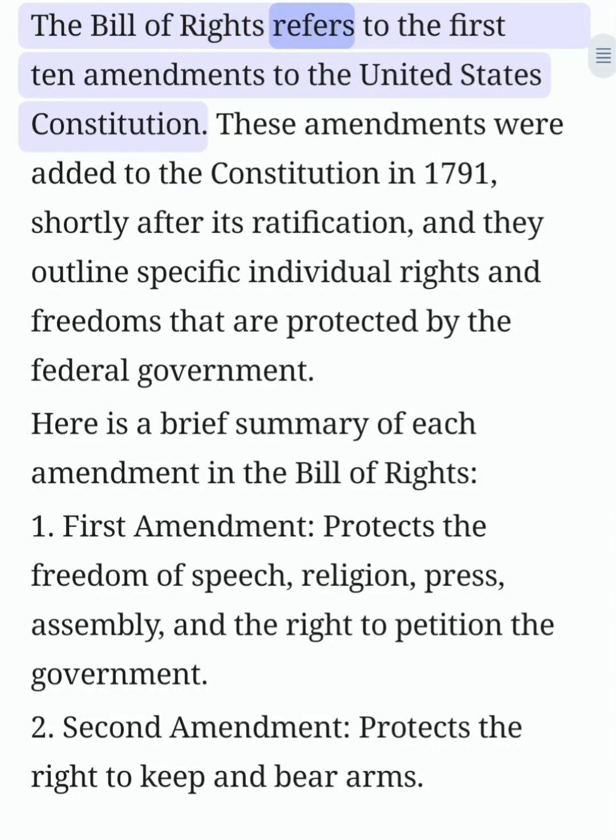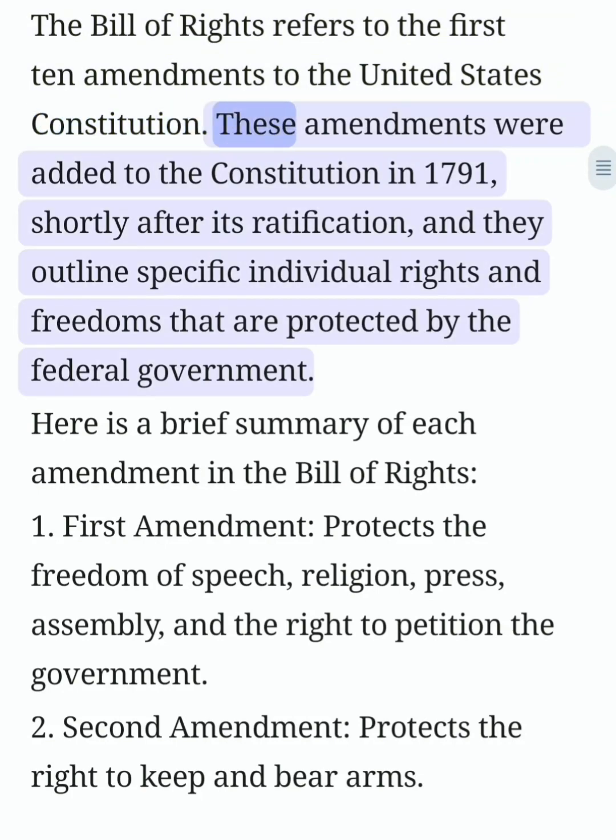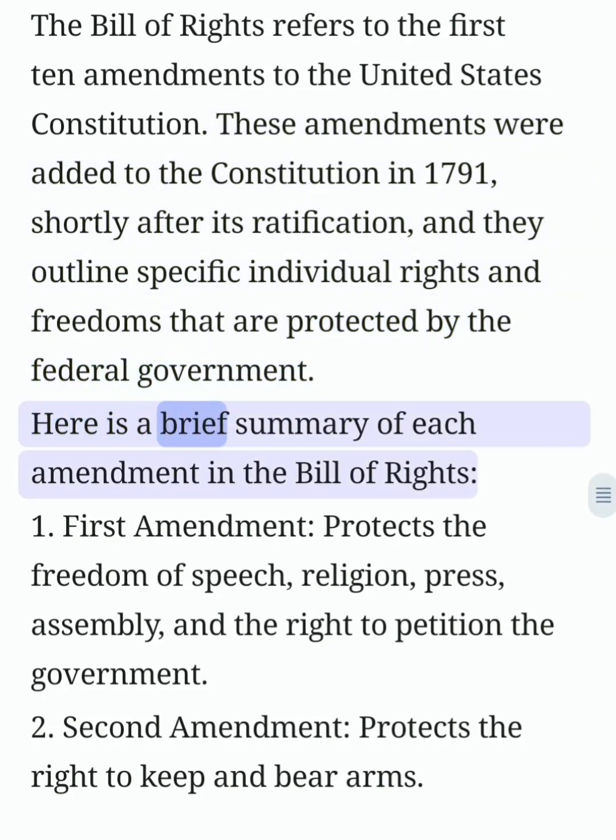The Bill of Rights refers to the first 10 amendments to the United States Constitution. These amendments were added to the Constitution in 1791, shortly after its ratification, and they outline specific individual rights and freedoms that are protected by the federal government. Here is a brief summary of each amendment in the Bill of Rights.